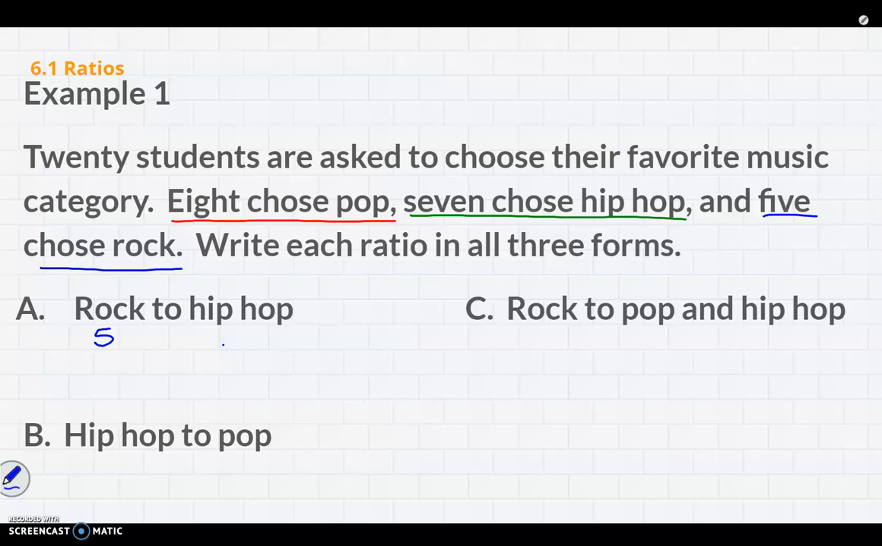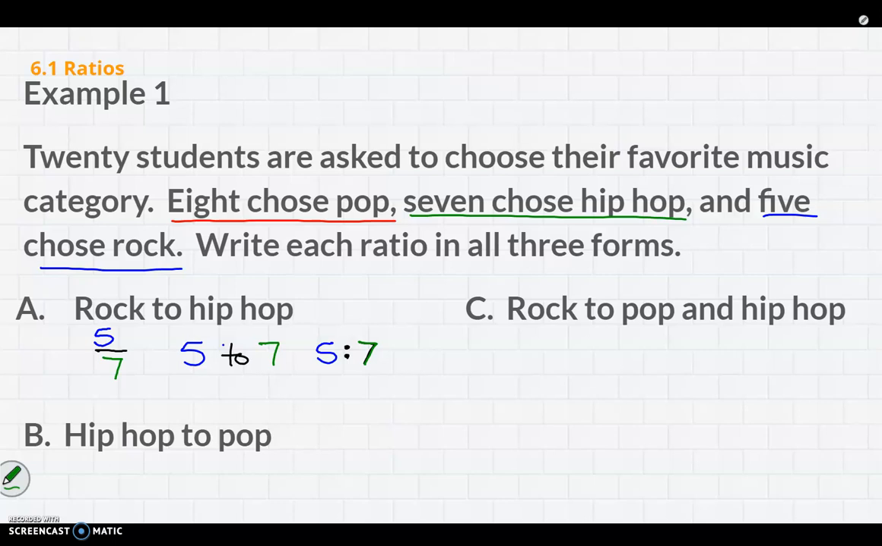So I'm first going to write it as a fraction. 5 on top, and then a fraction bar, and we're doing it to hip hop. And hip hop was 7. There were 7 of those. So 5 to 7. The other way we can write it is 5, and then literally the word to, 7. So 5 rock to 7 hip hop. And then of course the last way was using our colon. So 5 to 7. Okay, so those would be the three ways to write that ratio.